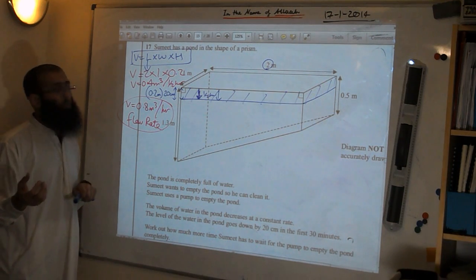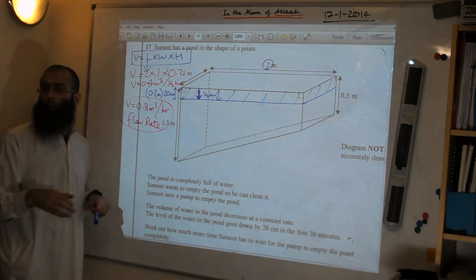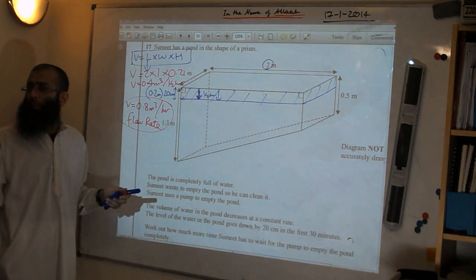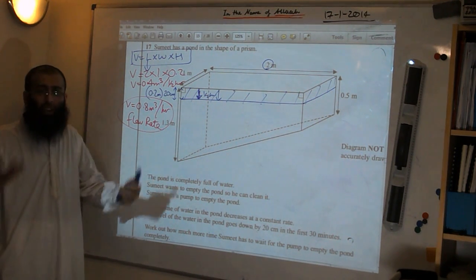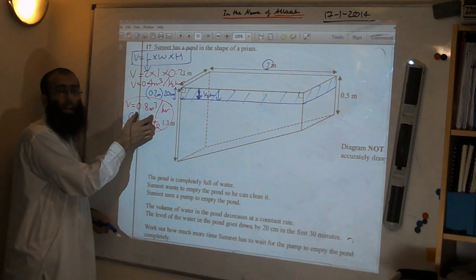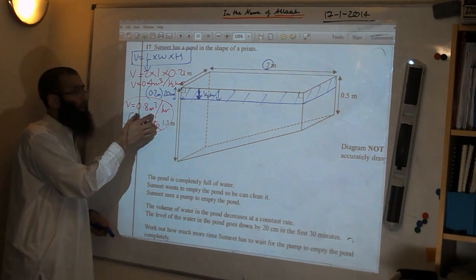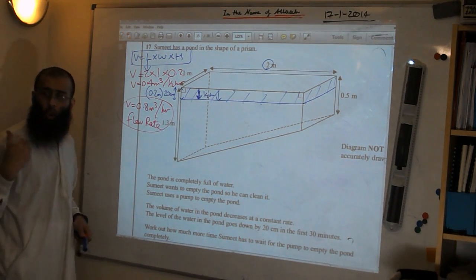If we are losing, Rutaba, 0.4 meters cubed per every half an hour, how much are we losing per hour? What do we just do to the number? We double the number to work out what the hourly rate is at the same rate. So in 1 hour we will lose 0.8 meters cubed. That's our flow rate, constant.